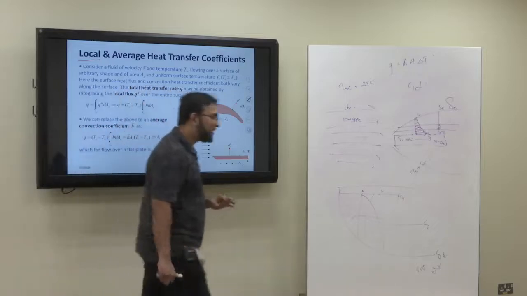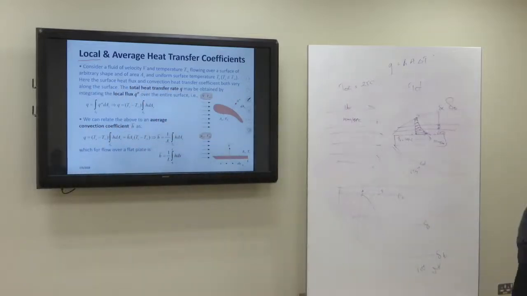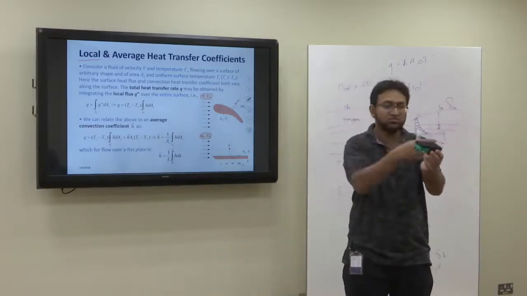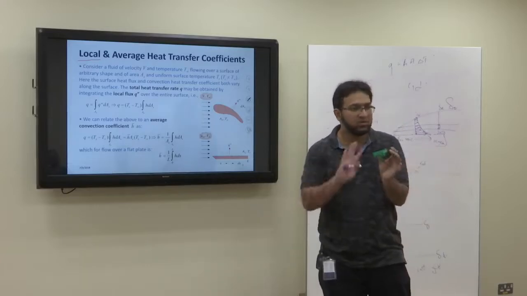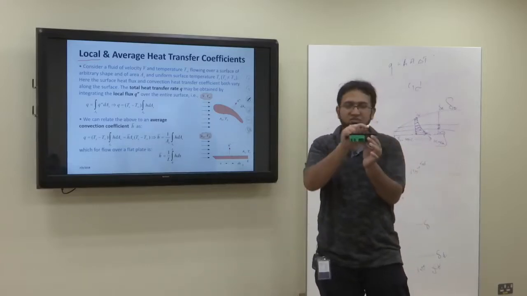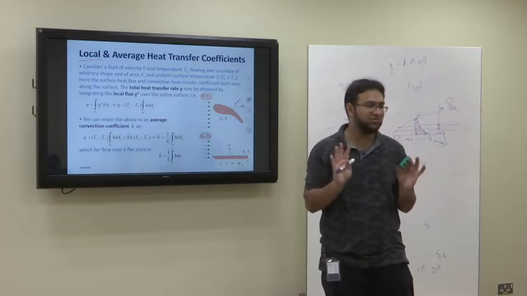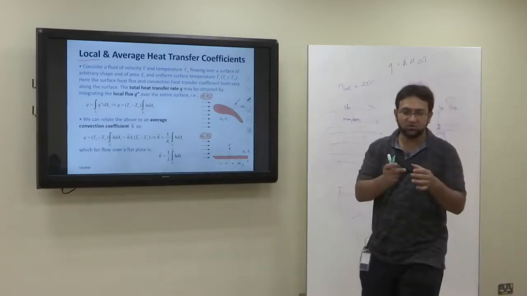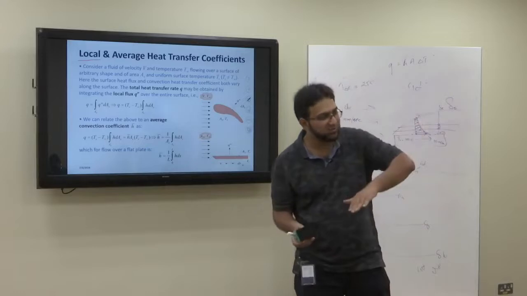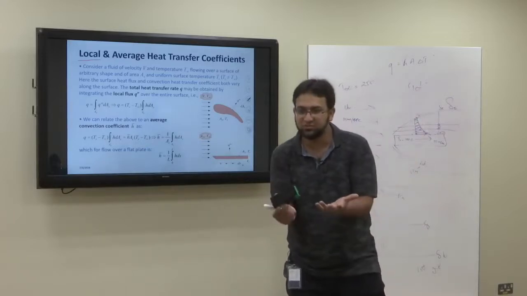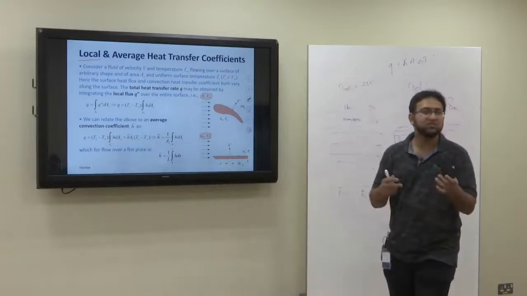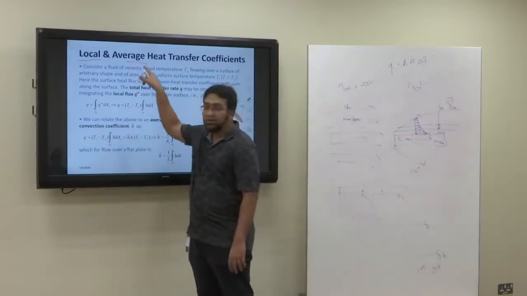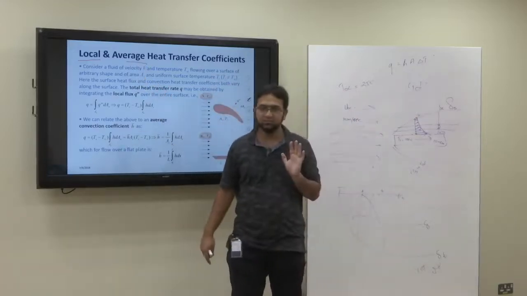But sometimes we are not interested in the local heat transfer coefficient. I'm not interested in how much is the heat transfer from this specific point. I want to know how much is the heat transfer in total. We want to know the average. So for the case of average, if we find out the total amount of heat transfer, then divide by the total temperature difference, you'll get an average heat transfer coefficient. So we'll have an average heat transfer coefficient for a body, and we can have local values as well.